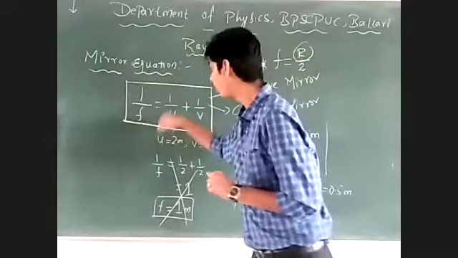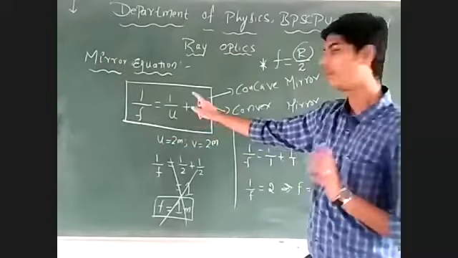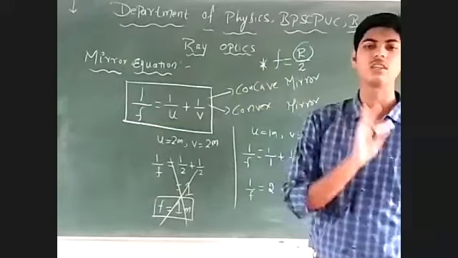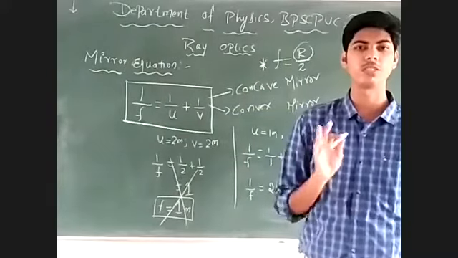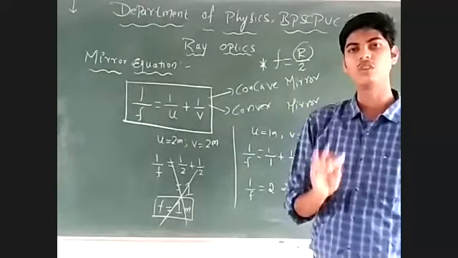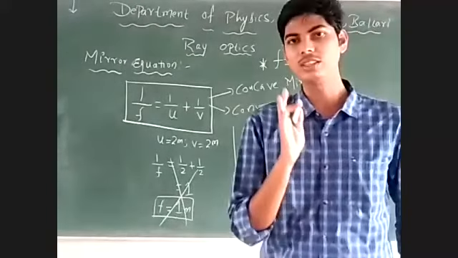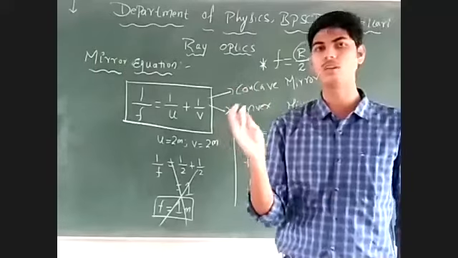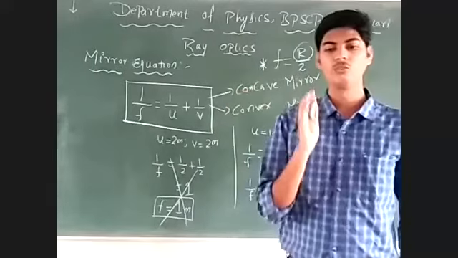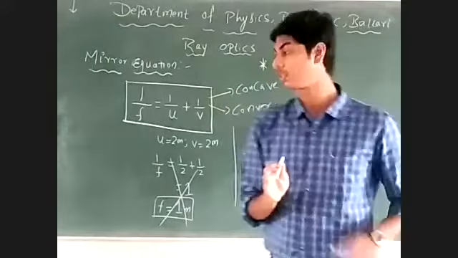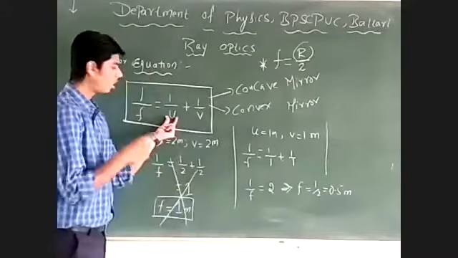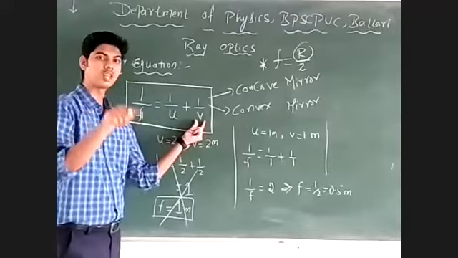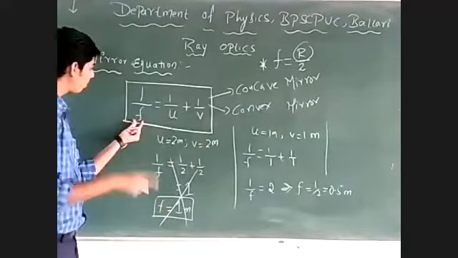According to this equation, what do we think about focal length? It seems focal length depends upon object distance and image distance. Actually focal length does not depend upon object distance and image distance. Actually for a given mirror, focal length remains constant. For a given spherical mirror, for a given concave mirror or for a given convex mirror, focal length remains constant.